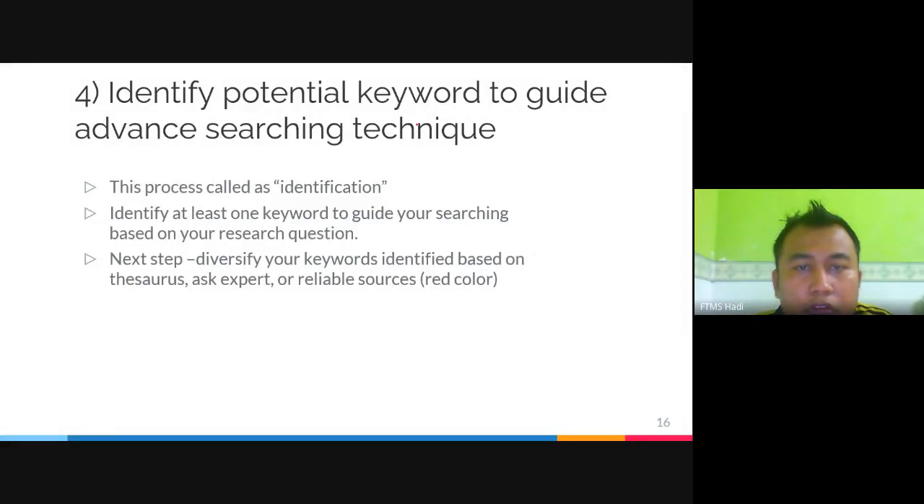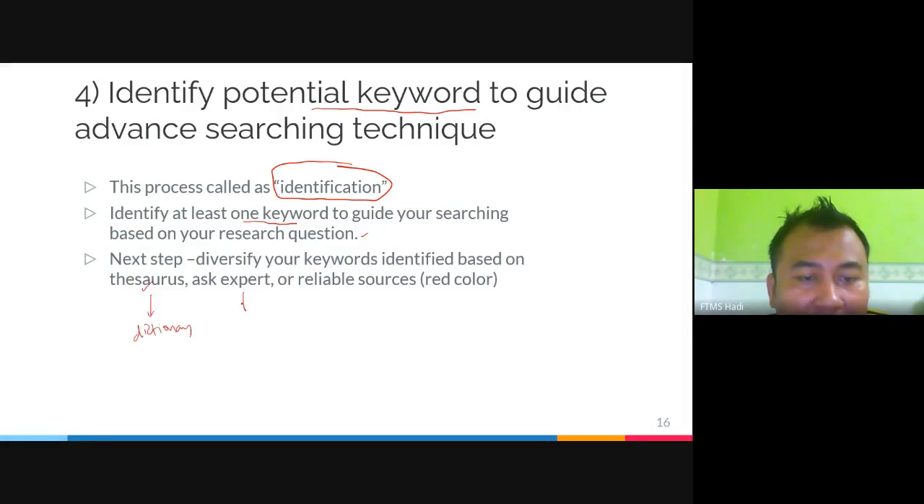Okay. From the research question that you come out with, the next process is to identify potential keywords. What are the words that you want to search to guide your advanced searching technique? We call this identification. And then you need to identify at least one keyword. That means you can have more than one keyword to guide your searching based on your research question. And then after that, diversify your keywords, identify based on a thesaurus, that means your dictionary. Discuss with your supervisor or ask an expert or sometimes reliable sources.